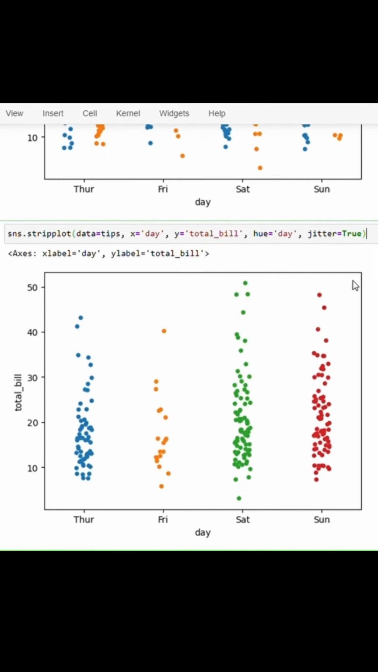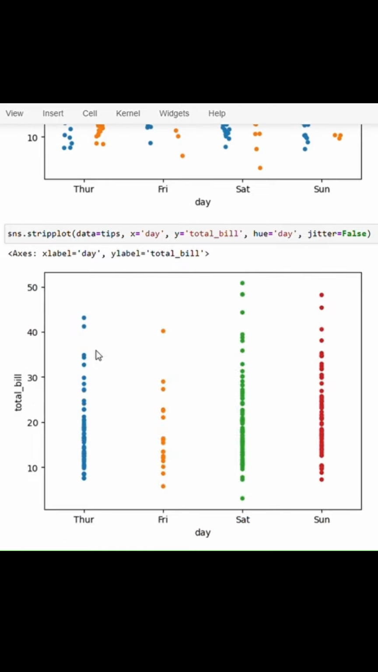When jitter is true, we have data like this. All of the categorical data, all of these data points are spread out, so you can see each of the individual data points. If you pass false for this, all of the data will form in a straight line. However, it's very hard to differentiate between individual data points here. If you want to separate this for a different category as well, you can do that.